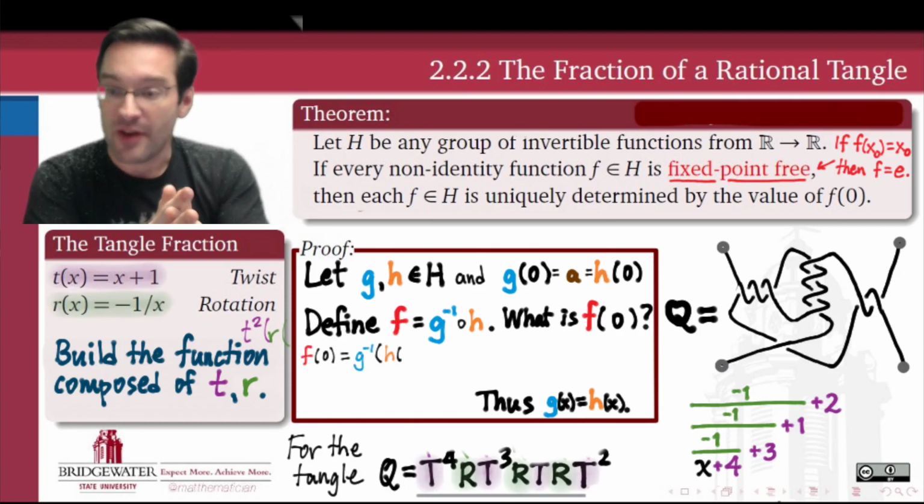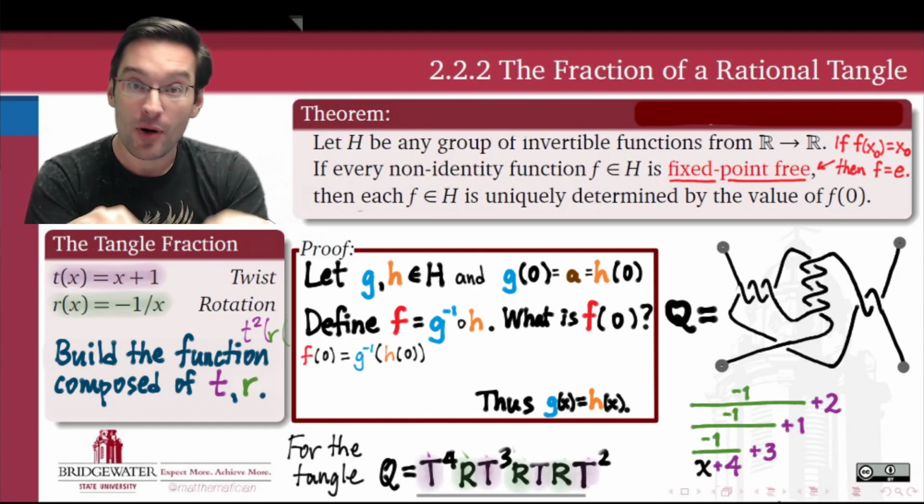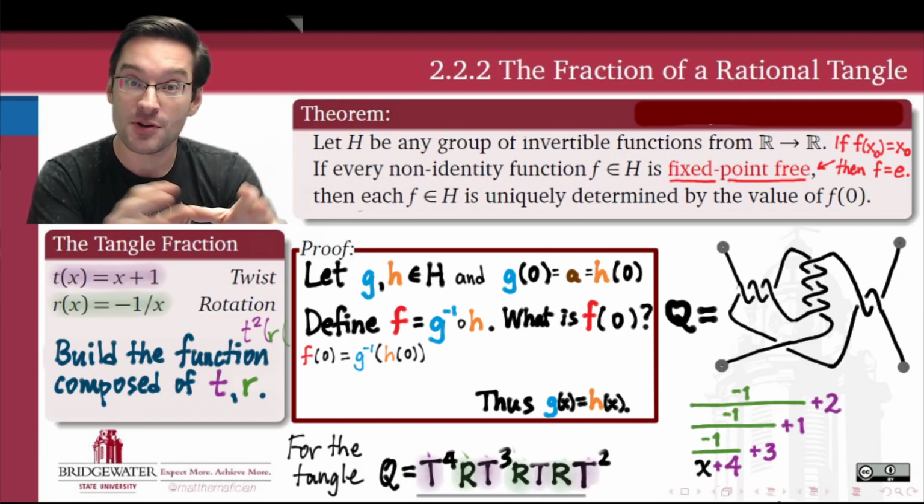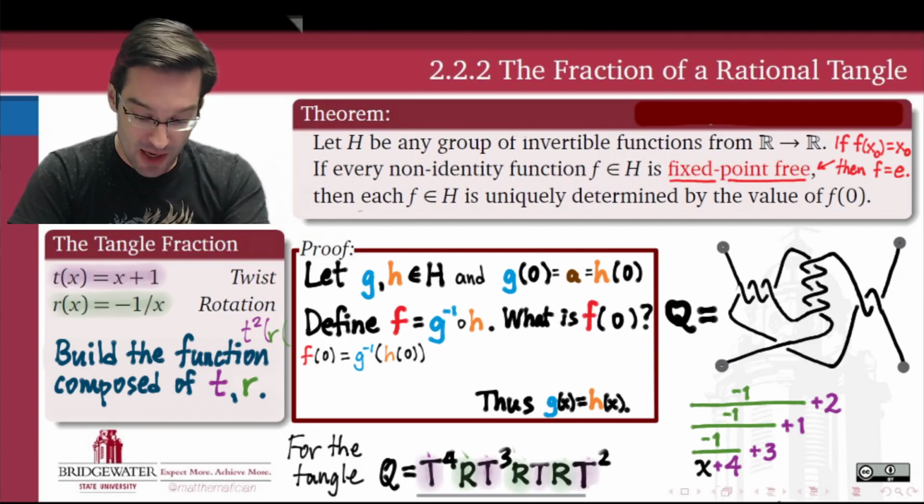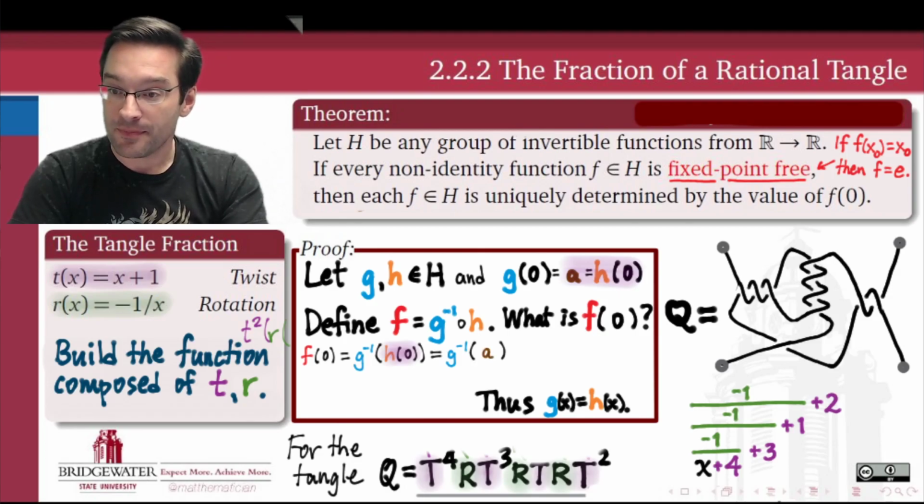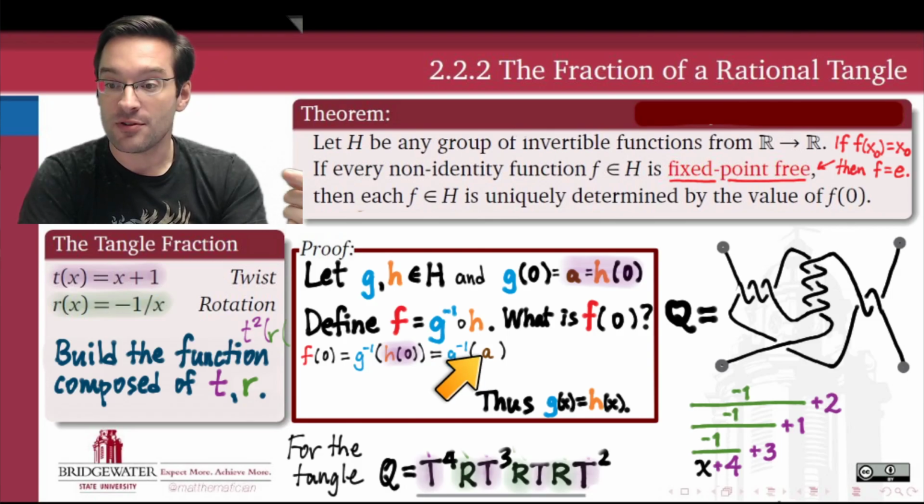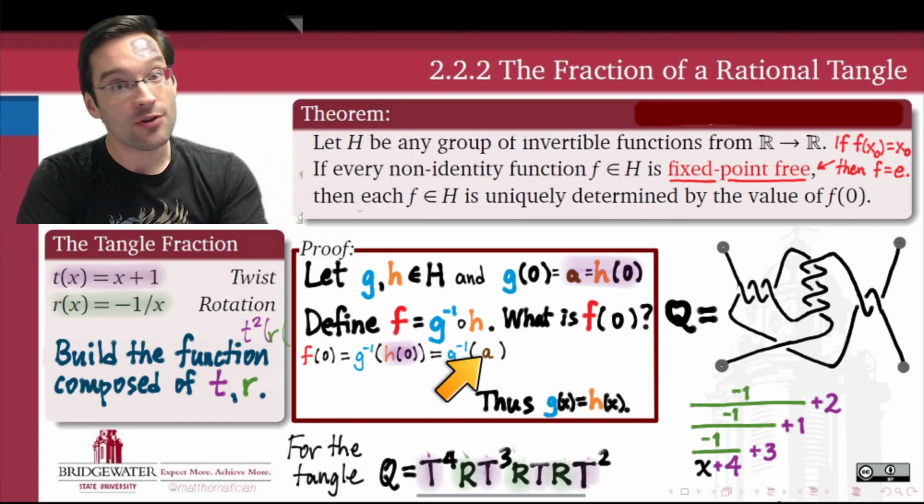We'll use the definition of f. Right? F is g inverse composed with h. So f of 0 is g inverse of h of 0. But we know a name for h of 0. H of 0 is what we're calling a. So f of 0, g inverse of h of 0, is the same as g inverse of a. But what's g inverse of a?